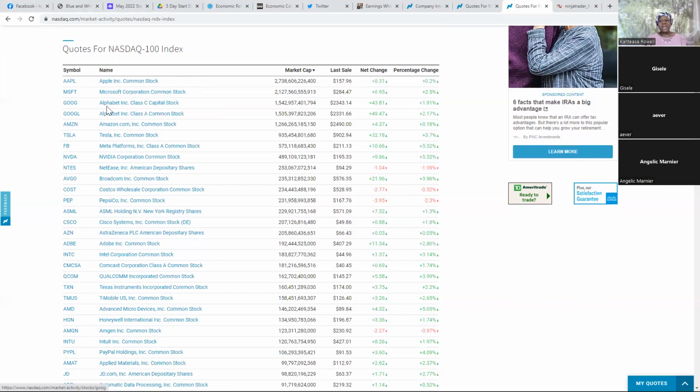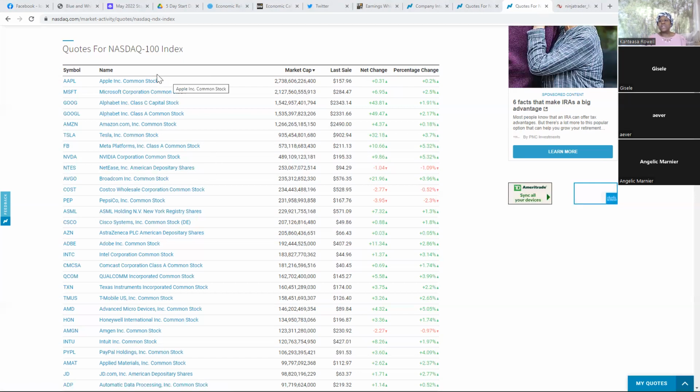Can anyone tell me what Alphabet is? Type in the chat box. What is Alphabet? Who knows? Google. Okay. And then there's Amazon and Tesla. So these are the top, Facebook. You're probably familiar with NVIDIA as well. There's always a lot in the news about NVIDIA. So these are my top players for the NASDAQ 100.